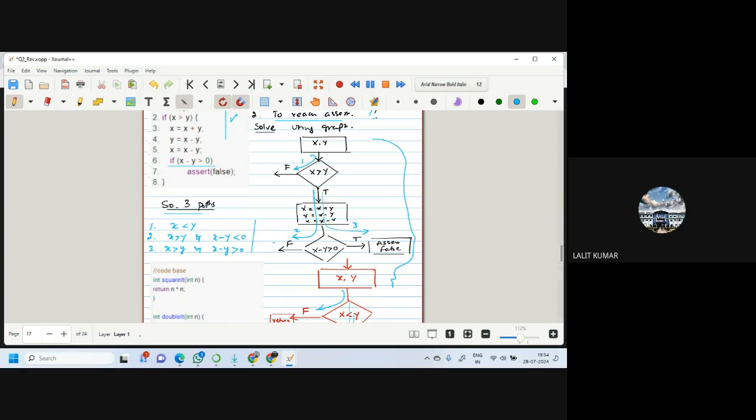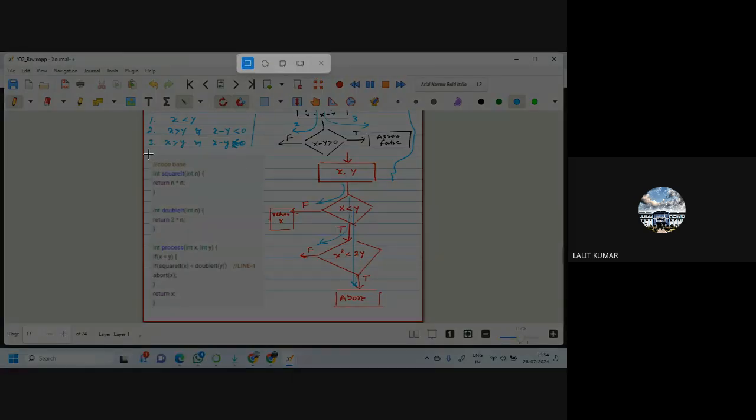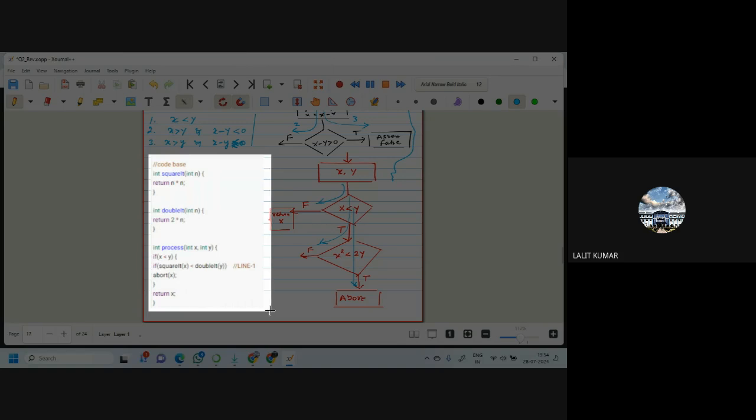One path is x less than y. Second path is x greater than y and x minus y is greater than 0. Third path is x greater than y and x minus y is less than or equal to 0. Sorry, my mistake here, this would be the third path. Now, can I request both of you to try generating the paths and conditions for this.